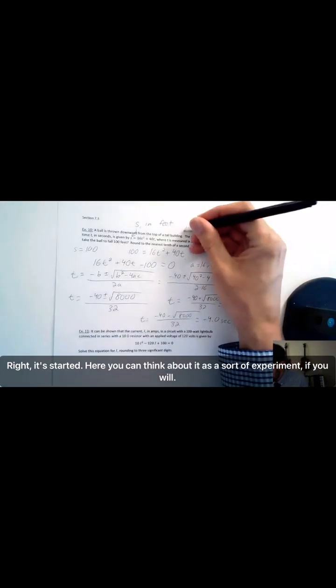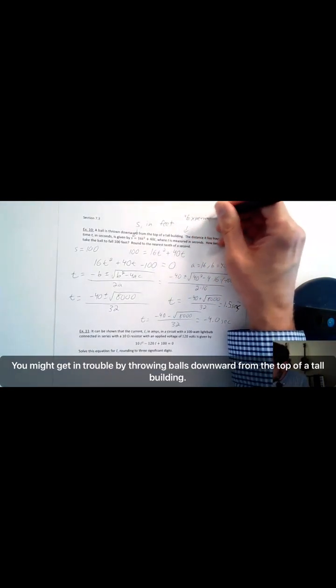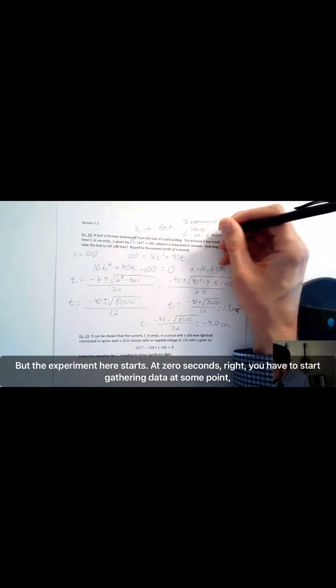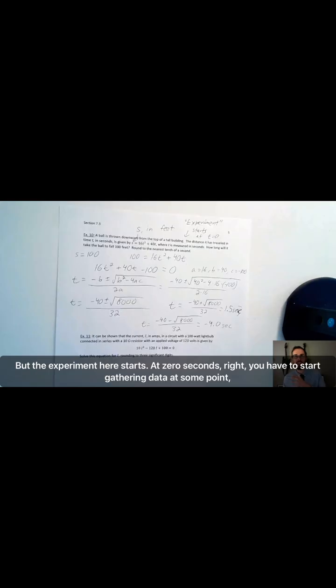If we're throwing a ball downward from the top of a tall building, right, it started here. You can think about it as a sort of experiment, if you will. You might get in trouble by throwing balls downward from the top of a tall building, but the experiment here starts at 0 seconds, right? You have to start gathering data at some point. Usually what we do is we say that the point when we start gathering data is time t equals 0.